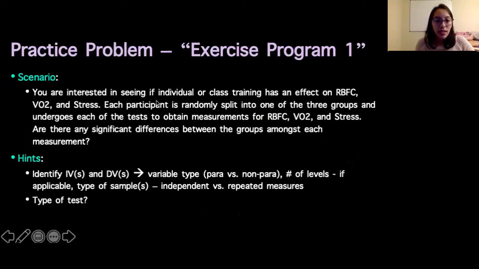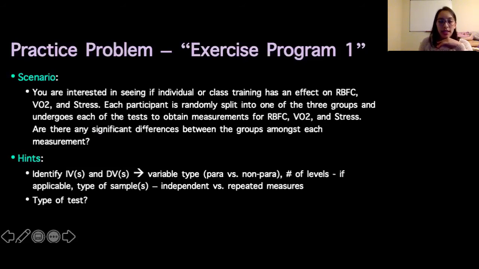You are interested in seeing if individual or class training has an effect on, this would be body fat composition, okay, VO2, and stress. Each participant is randomly split into one of 3 groups, so that already tells us we have a between subject factor, or independent samples, right? And they undergo each of the tests to obtain measurements of our dependent variables, right? Basically, you want to see if there's any significant differences between the groups amongst each of the measurements.